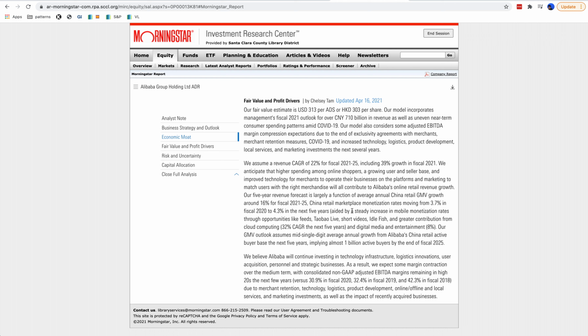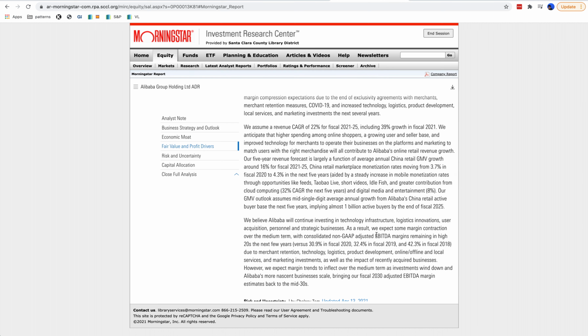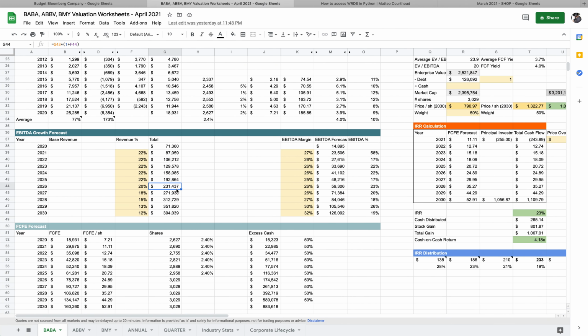And they also say, okay, EBITDA margins. They see EBITDA margins remaining in the high 20s over the next few years, versus in the past it's been around 30, slightly over 30. But then they expect the margin trends to inflect over the medium term as investments wind down, they spend less CapEx, and their nascent businesses scale, so they expect the 2030 adjusted EBITDA margin to be back in the mid 30s. So that's basically what I went with when I calculated this.